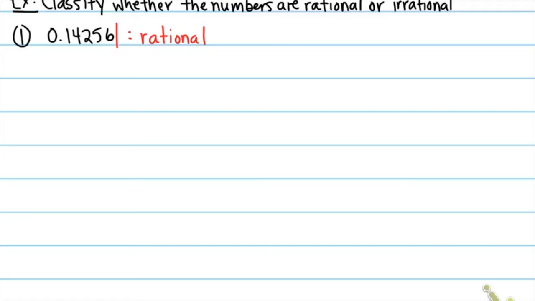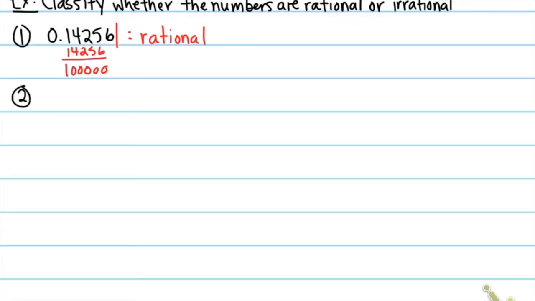Okay. In this case, I would look at the last digit. I'd say, all right, what place value is that? I got the tenths, the hundreds, the thousands, the 10,000s, the 100,000s. So this as a ratio would be 14256 over 100,000. Now, I know that simplifies, but I'm not going to go through the process of doing so. This is a rational number. That's the idea that I want you to see.